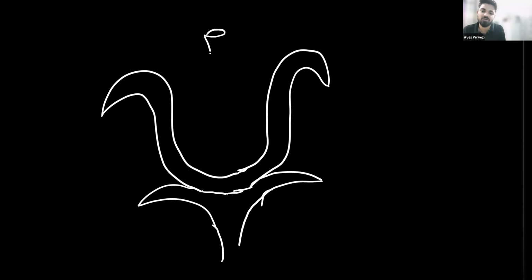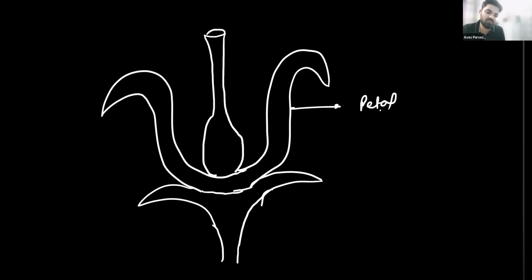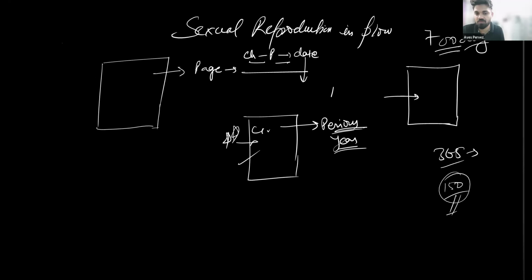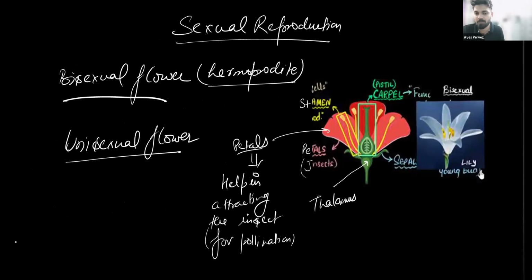So this is a flower-like structure. This is not actually a flower, it is flower-like. There are the two ducks, one here, one here. Now be serious. So this is the colorful part of the flower that we call petals. Petals are the colorful part of the flower that you can see in the picture also.